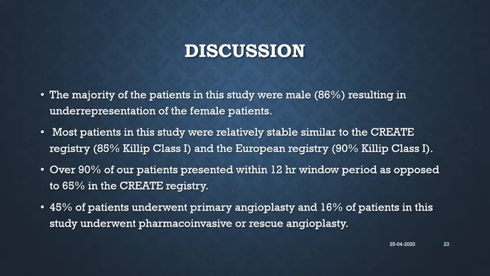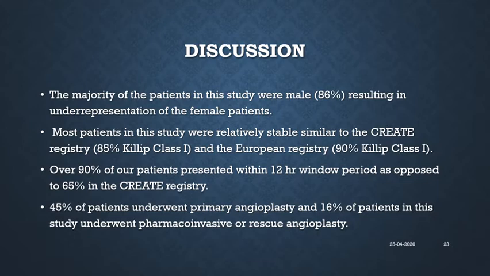Discussion about the study. The majority of the patients in the study were male, resulting in a gross underrepresentation of the female patients, which might affect the generalizability of the study results to a standard population. Most of the patients in the study were relatively stable, having a Killip classification class less than 3, which is similar to the CREATE registry having 85% Killip class 1 and the European registry having 90% Killip class 1.